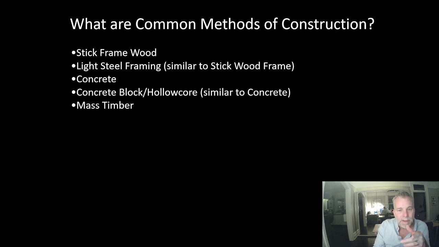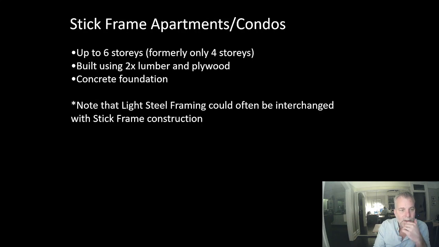Okay, some common methods of construction for multi-residential: stick frame or light wood framing, light steel framing, cast in place concrete, block, hollow core, mass timber. Stick frame up to 6 stories, built using 2x lumber.